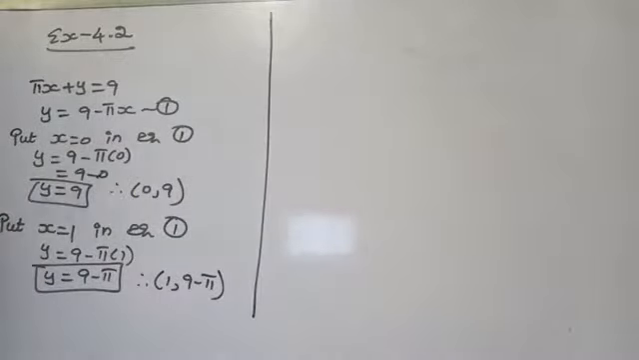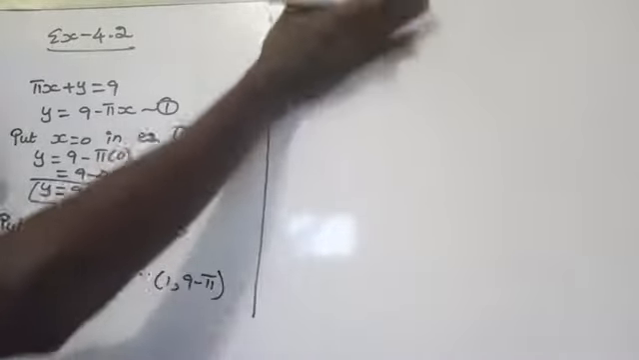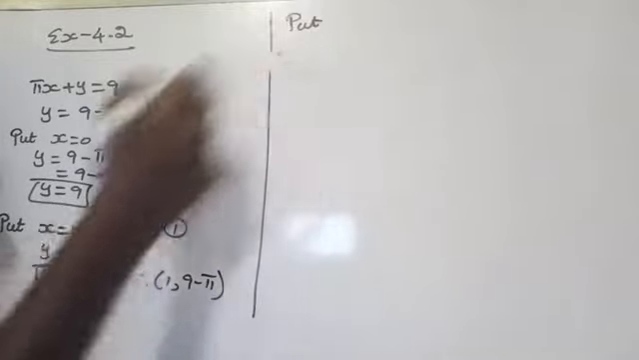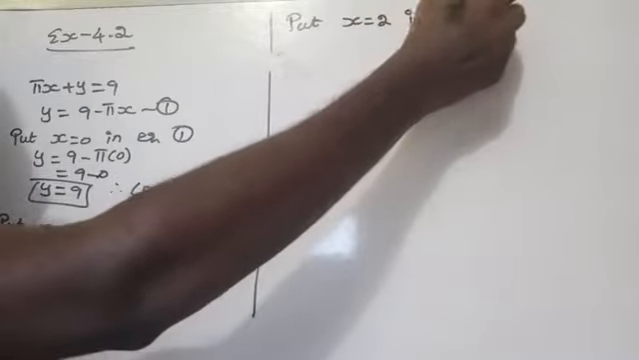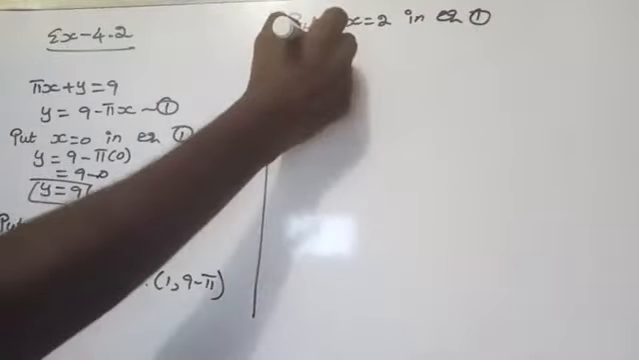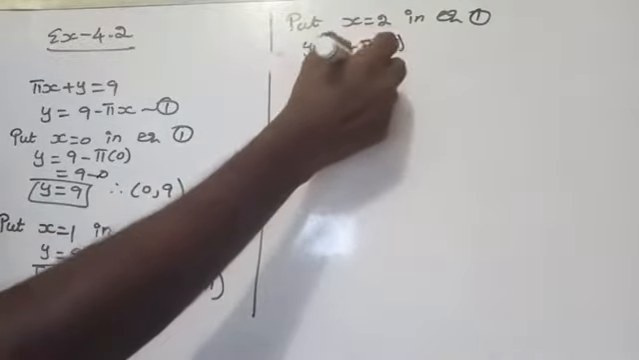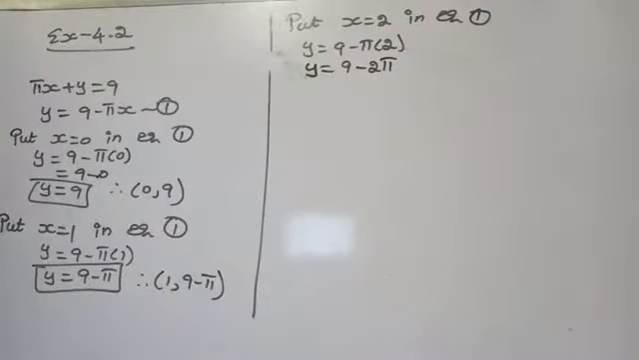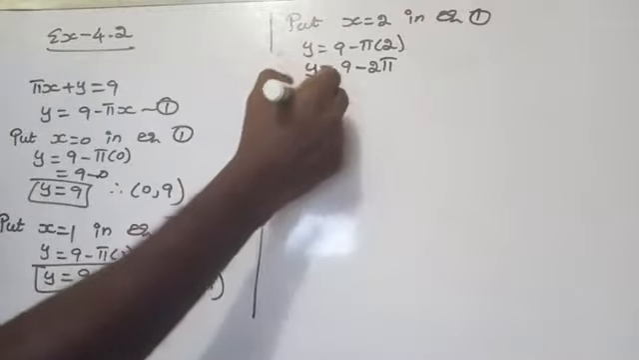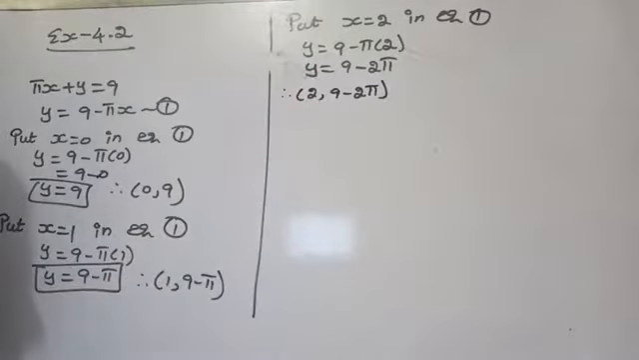Now we will put x is equal to 2 in equation 1. So what will you get now? y equal to 9 minus pi into 2, that is 9 minus 2 pi. Right? 9 minus 2 pi. After that, 2 comma 9 minus 2 pi is a solution for the given equation.